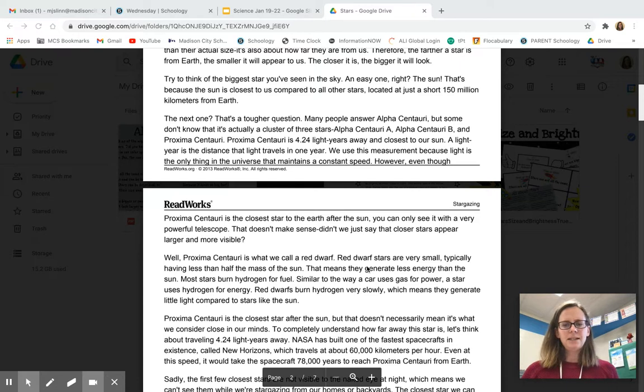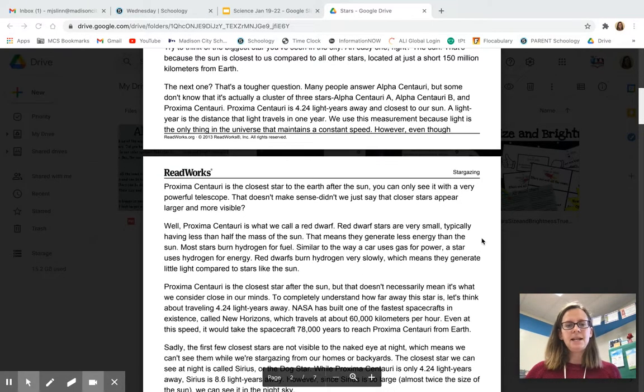That doesn't make sense. Didn't we just say that closer stars appear larger and more visible? Well, Proxima Centauri is what we call a red dwarf. Red dwarfs are very small, typically having less than half the mass of the Sun. That means they generate less energy than the sun. Most stars burn hydrogen for fuel. Similar to the way a car uses gas for power, a star uses hydrogen for energy. Red dwarfs burn hydrogen slowly, which means they generate little light compared to stars like the sun.